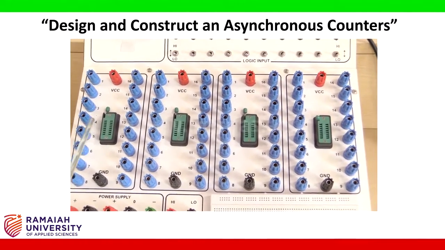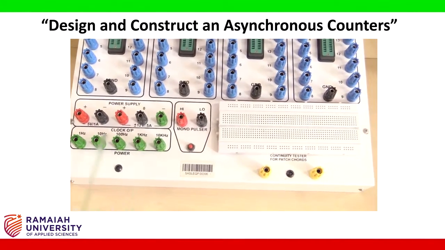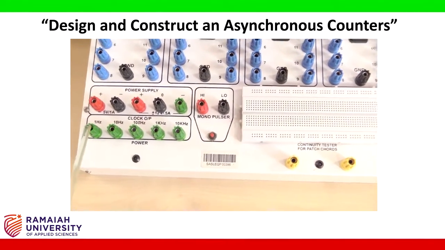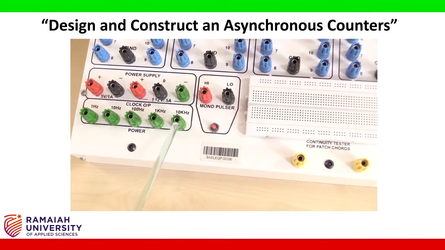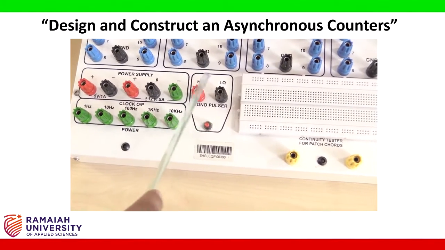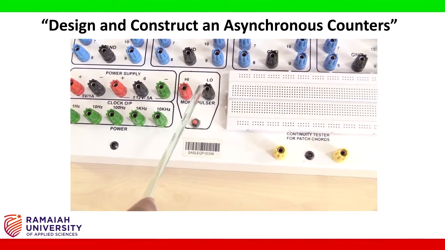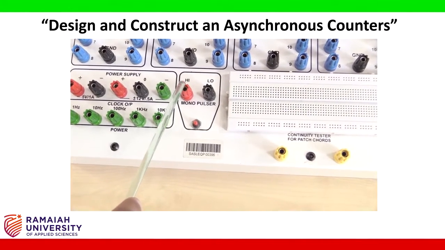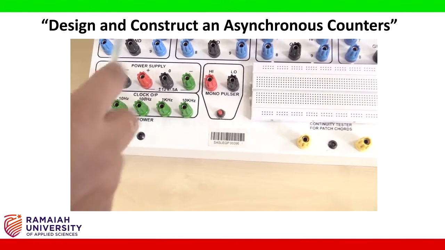and the IC base. And here there are 5 clock signals of various frequencies: 1 Hz, 10 Hz, 100 Hz, 1 kilohertz and 10 kilohertz. And also you have a mono pulsar here. This is for positive edge trigger, this is for negative edge trigger. So here we can use either mono pulsar or standard clock signals for this experiment.